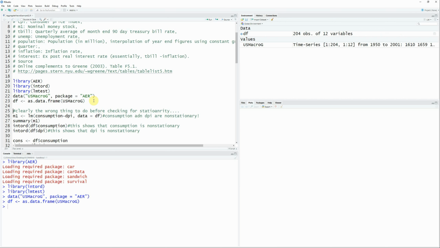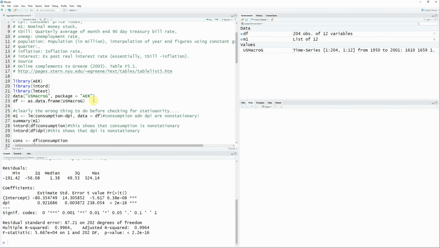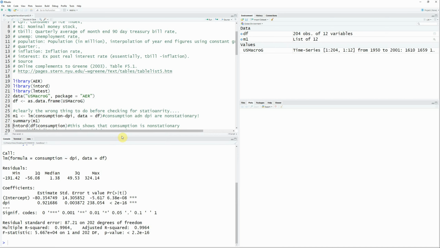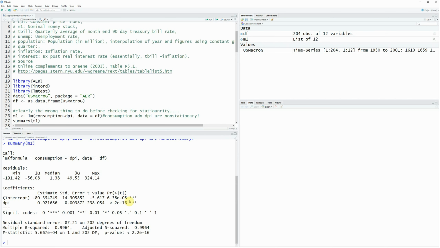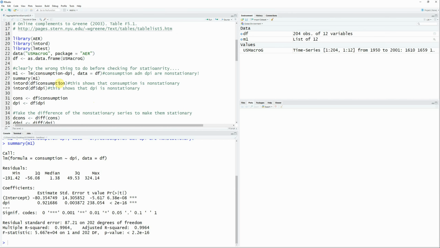Let's do the wrong thing. The first thing in time series analysis is stationarity. We need to make sure that everything is stationary, and we didn't do that, so we're doing something wrong. In model M1, I got a model with significant results, and someone might be happy about this great model with all the stars there. But it's wrong because the data is non-stationary.